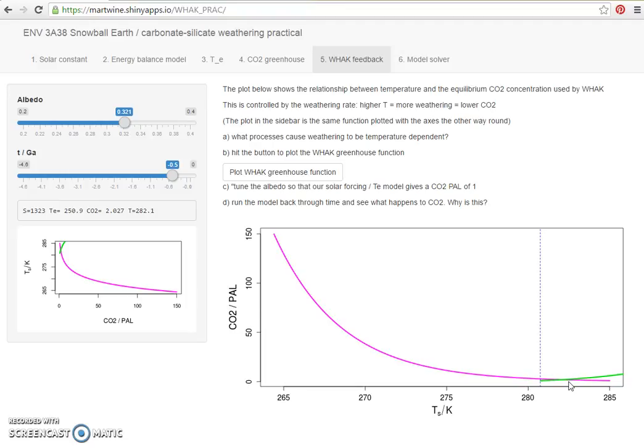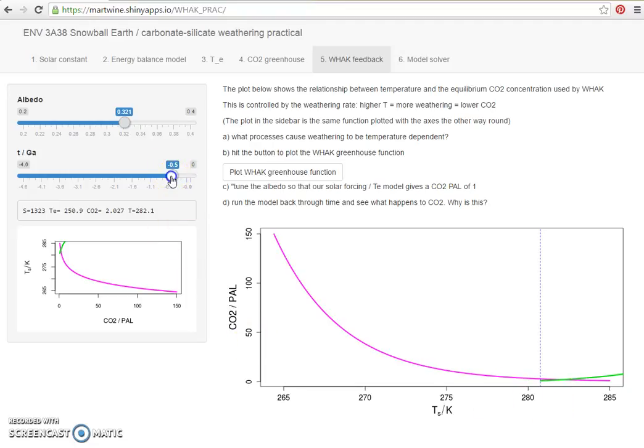where the effective temperature is lower, the weathering rate for a given CO2 concentration is lower, and therefore CO2 at equilibrium will accumulate in the atmosphere relative to a higher solar constant. There will be more CO2 in the atmosphere.